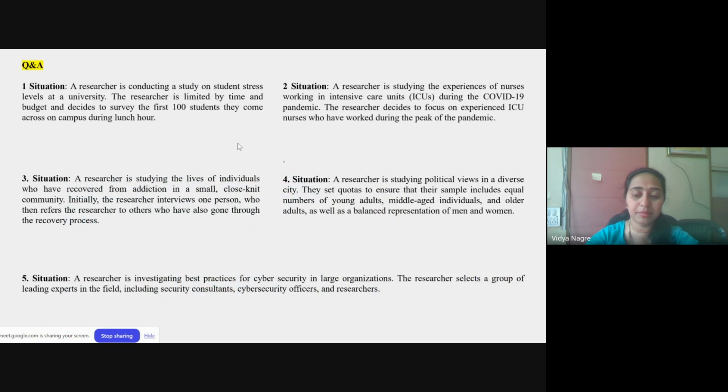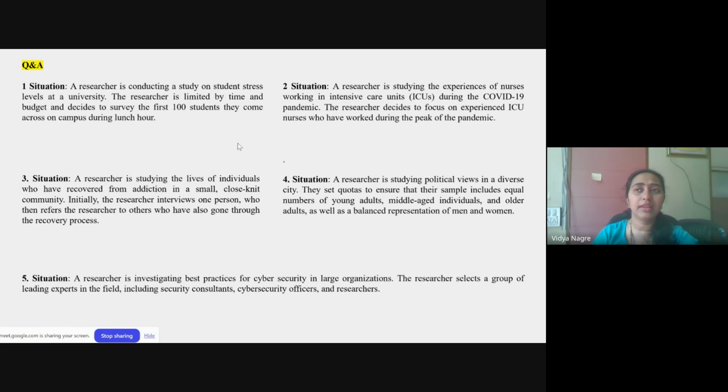Now, once again, we are coming back to the questions for non-probability sampling here. Quick answers, please, because we have to go for some more discussions. First situation: a researcher is conducting a study on student stress level at the university. The researcher is limited by time and budget, and decided to survey the first 100 students they came across on campus during lunch hour. Any first 100 students.